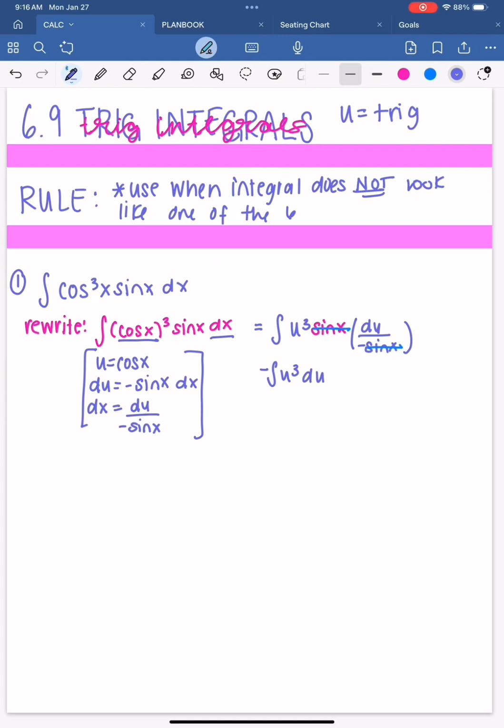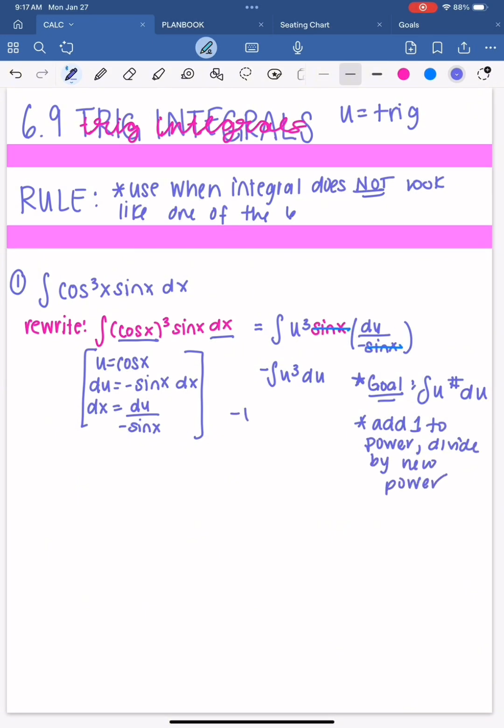And you can notice this is a little bit different than the last video because now we're left with u to a number. So your goal for today is to get u to some sort of power, add 1 to the power, and divide. So we're not going to have any trig left when we're actually integrating. Now, when I integrate, we're going to add 1 to the power. Don't forget the plus c. And you are going to substitute back in for u. That is my first example.